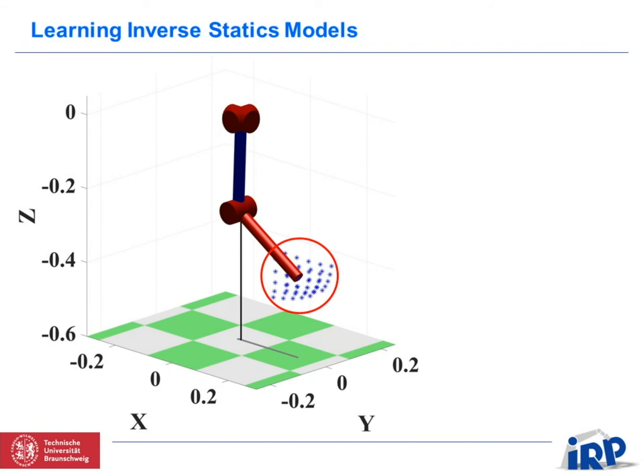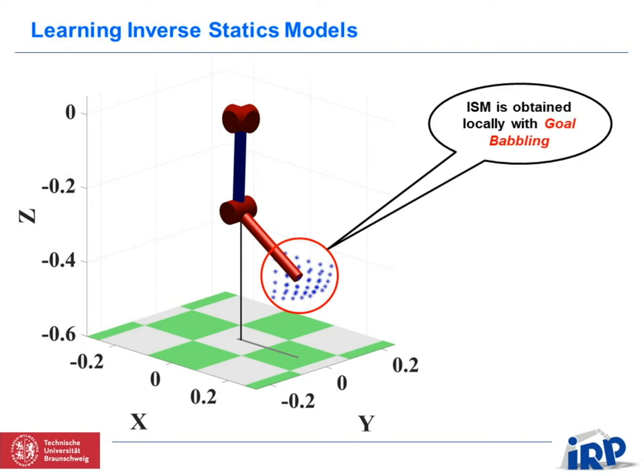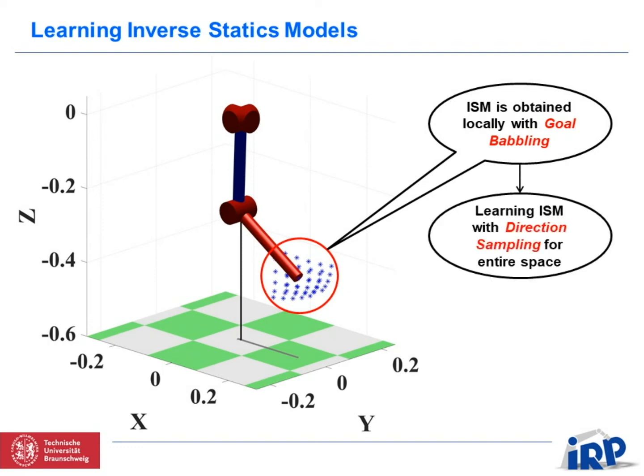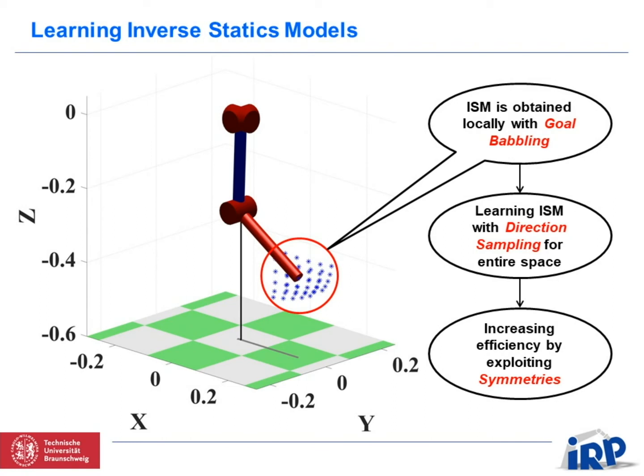However, online goal babbling can only provide locally valid inverse statics mappings. To obtain mappings which are valid for the entire configuration space, an extension of online goal babbling called direction sampling can be employed. To reduce the number of required training samples, the properties of the inverse statics mapping can be exploited as detailed on the following slides.